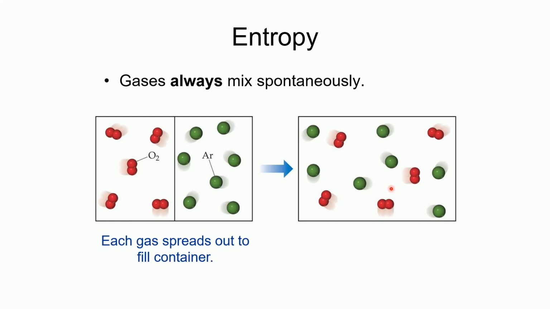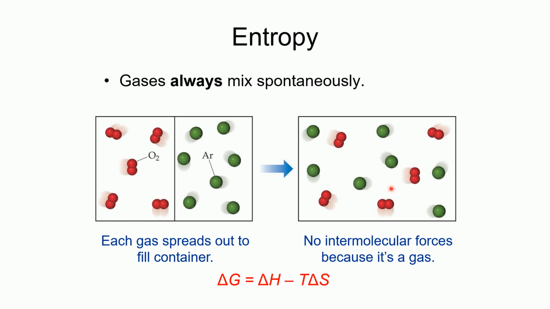So anytime a substance spreads out, the entropy, the delta S, is going to be positive. So the entropy will increase. As far as our equation, delta G equals delta H minus T delta S, the delta H is going to be essentially 0 because there are no intermolecular forces to really worry about.